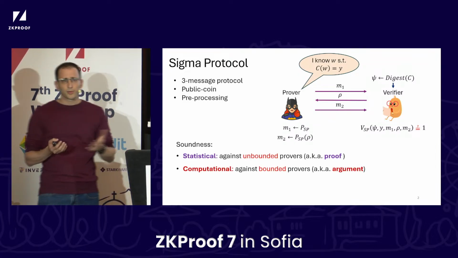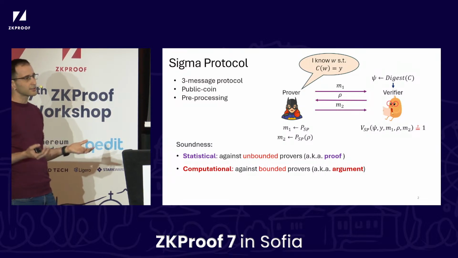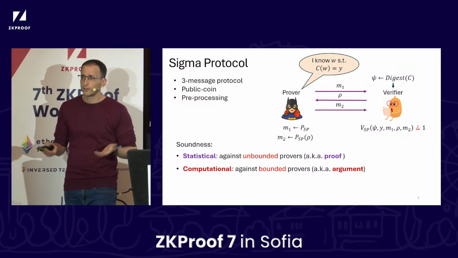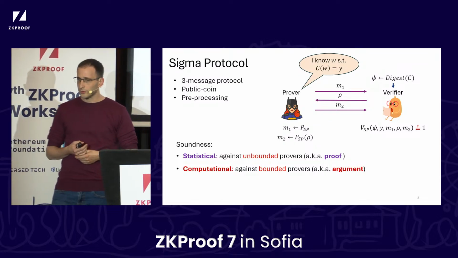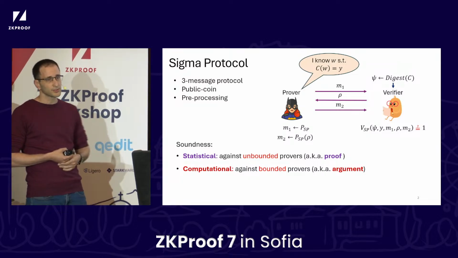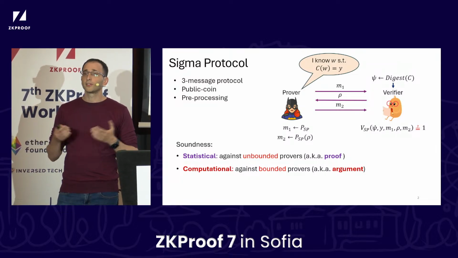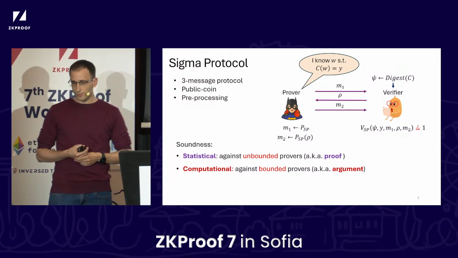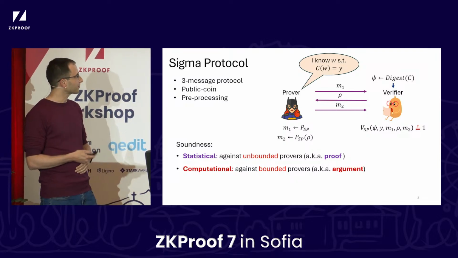I'm going to distinguish between 2 things. We have statistical soundness, which means that these protocols are sound against unbounded provers. We call this a proof system. And we have computational soundness, where the security holds against computationally bounded provers. This is an argument scheme.